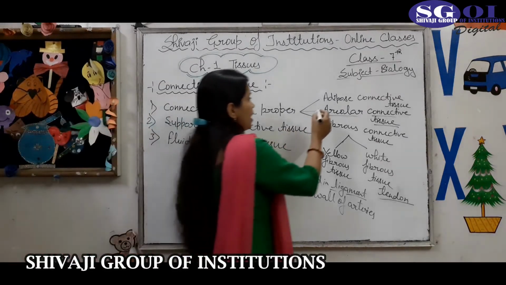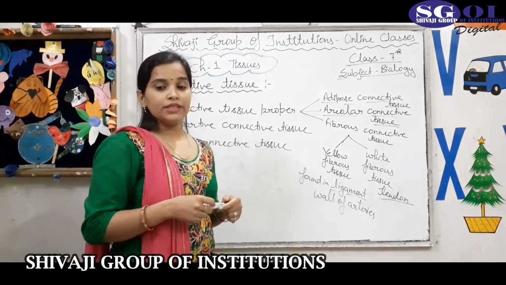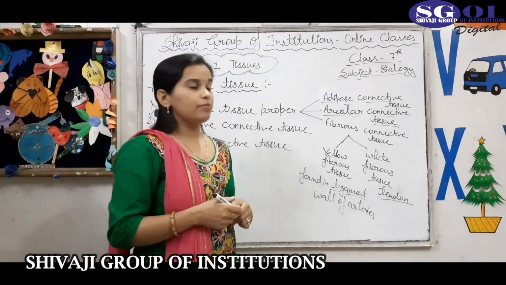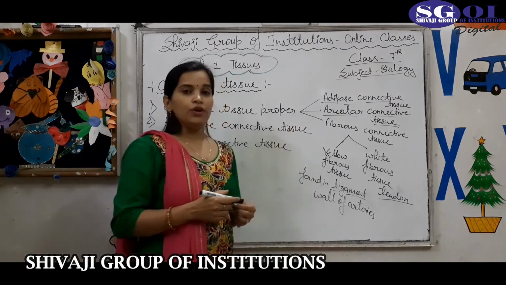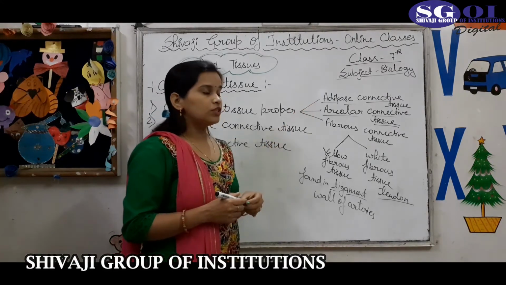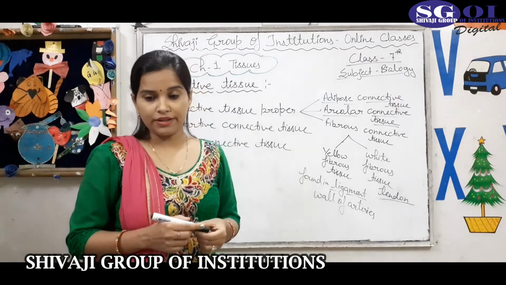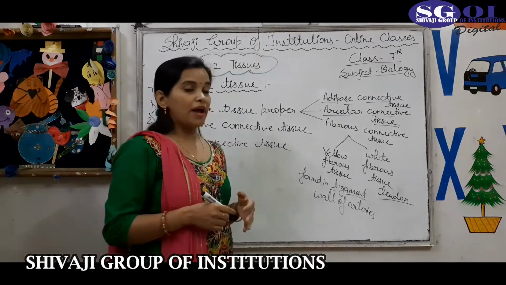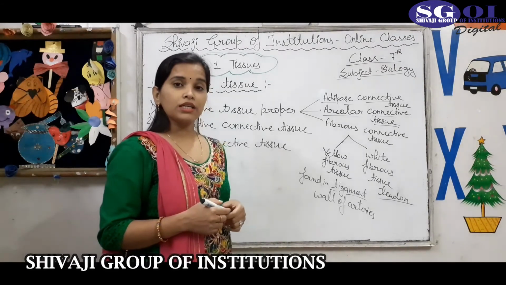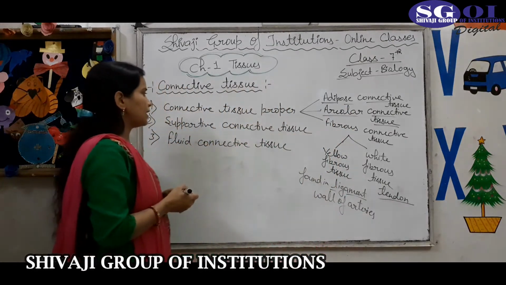And third one is the adipose connective tissue. This adipose connective tissue is mainly located under the skin and also found around the internal organs. The main function of this adipose connective tissue is to store food, fat. This means adipose connective tissue stores fat and provides cushions to the internal organs, and it also provides protective padding around the organs. This is the main function of the adipose connective tissue.